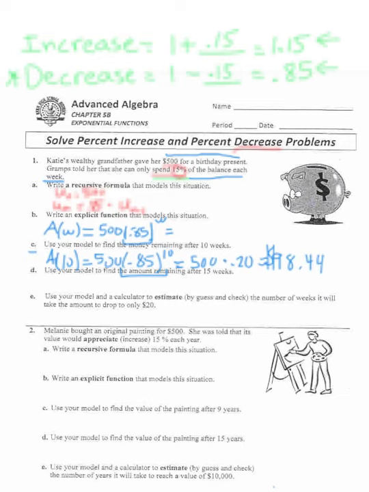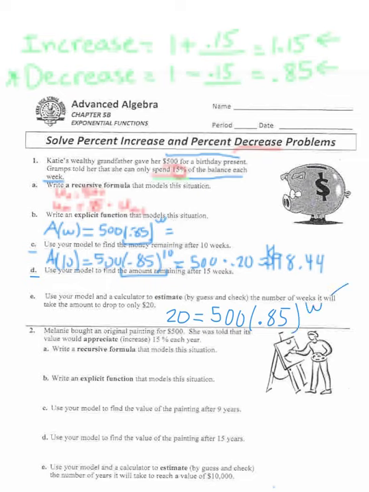And you do the same thing for letter D, but instead of 10, you'd use 15. For letter E, it says use your model and a calculator to estimate the number of weeks it will take the amount to drop to only $20. So this time they give you how much is in the account, and you have to find out how many weeks. So we have 20 equals 500 times 0.85 to the exponent W.